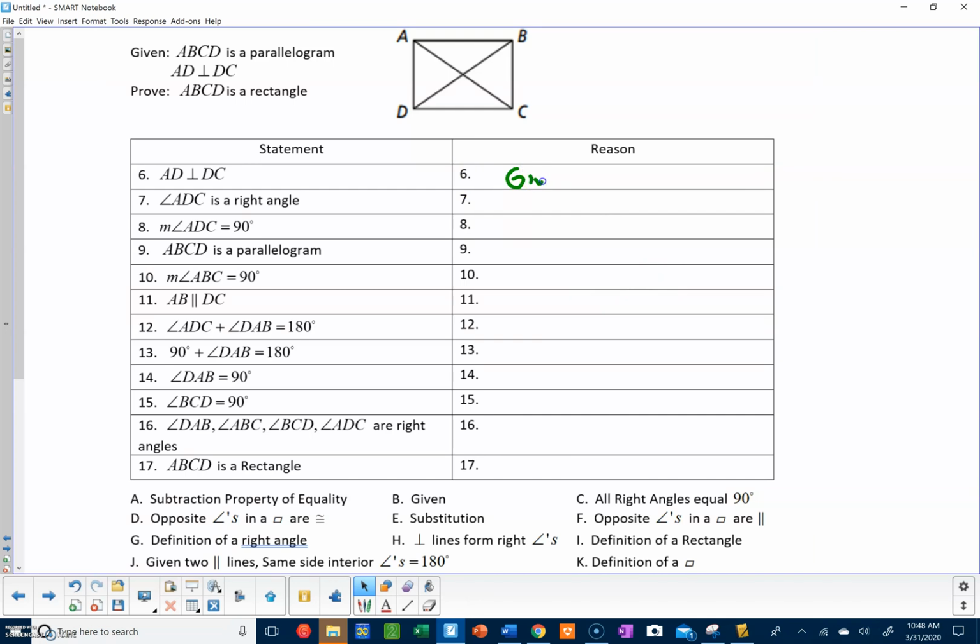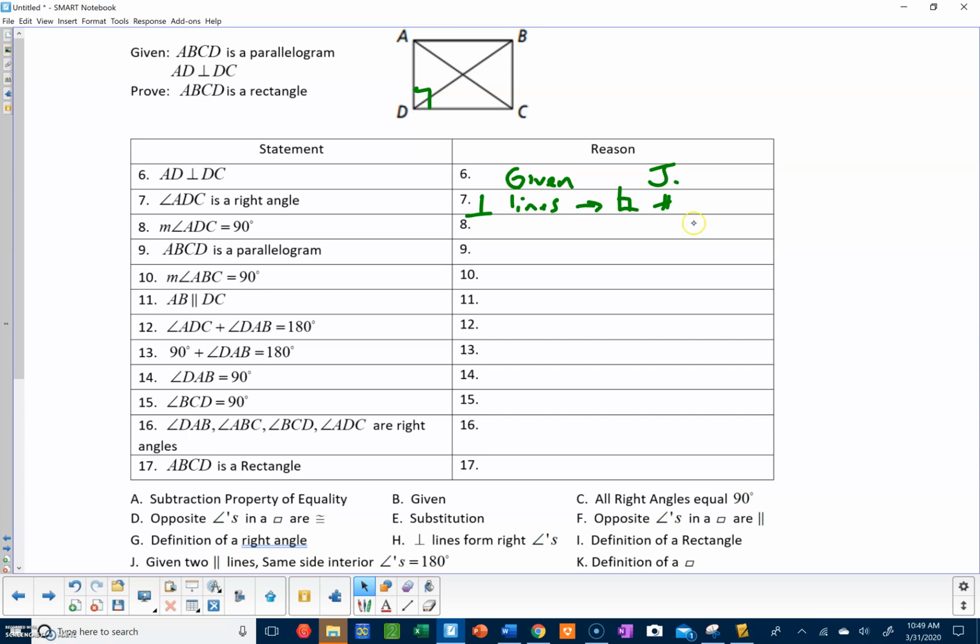So this one was a given, which was choice J. Then it says angle ADC is a right angle. That's this angle that was down here. That's the definition of a perpendicular line, so really what we're using is choice H, that perpendicular lines form right angles. And then the measure of angle ADC is equal to 90 degrees.